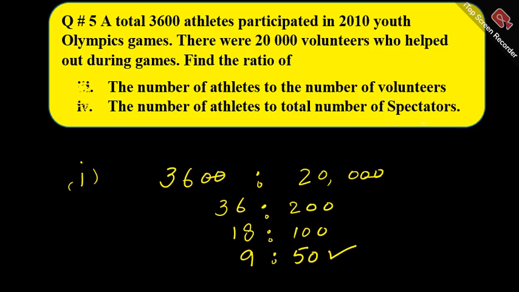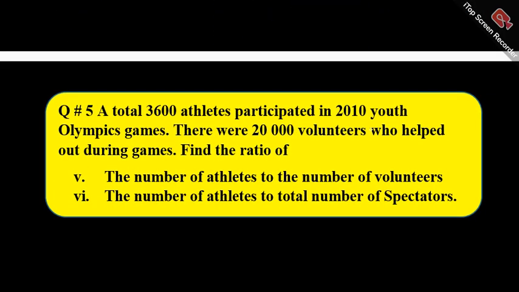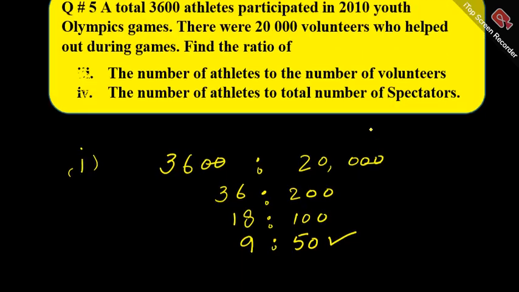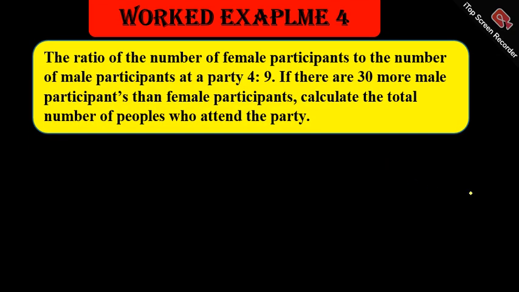Now the second question in the book asks for the number of athletes to the number of spectators. As you read in the question, the number of spectators is not given in the statement. So we can't solve this question. So leave the second part. It is not correct. Okay. So now students, come to question number 5. That is again the same question, I think. Okay, leave that. Now next we will solve the first worked example.